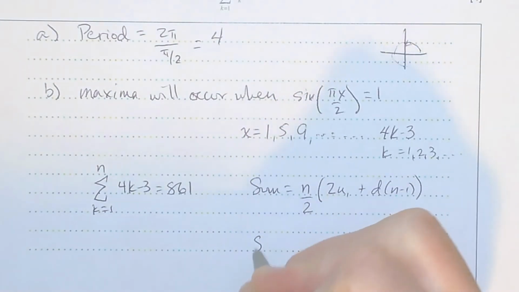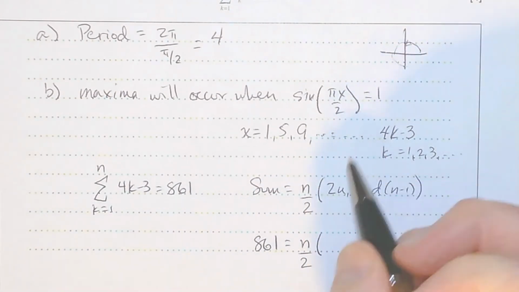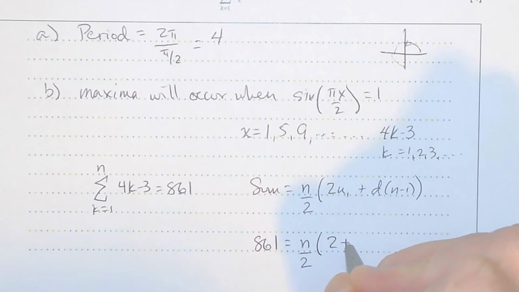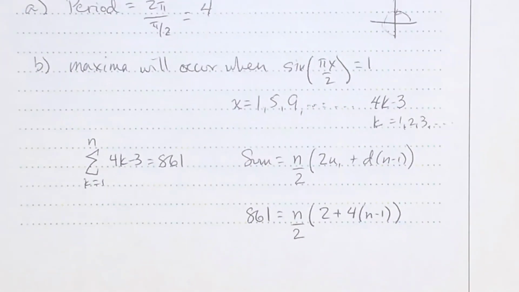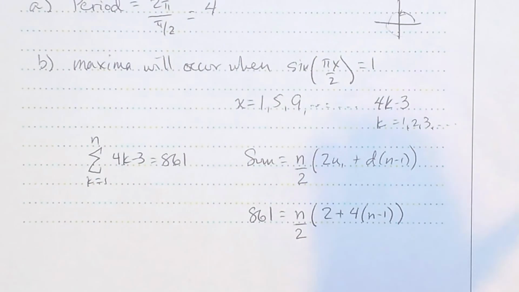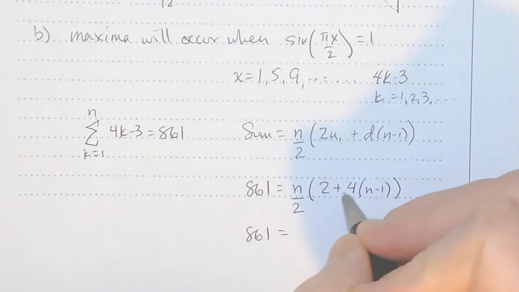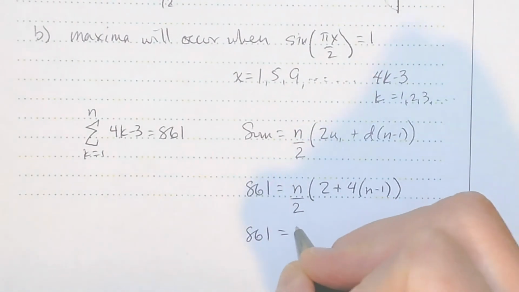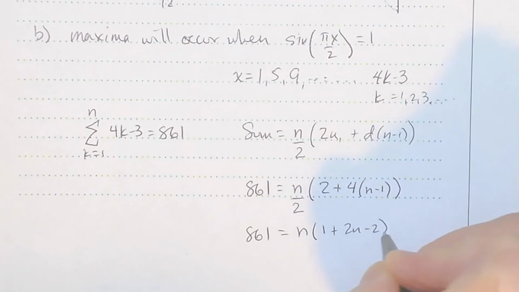So the left-hand side becomes 861. The right-hand side, I don't know what n is, so it's n over 2. u1 is just equal to 1, so that's 2 times 1 is 2, plus d, well, I'm going up by 4 every time, times n minus 1. All right, this turns out to be a quadratic. Let's go ahead and solve it a little bit further. 861 equals, I can factor a 2 out of the top, so then I'm just going to get n times 1 plus 2n minus 2.